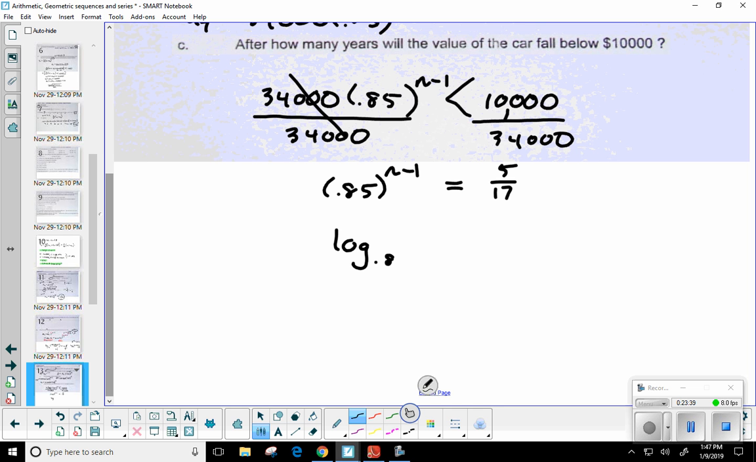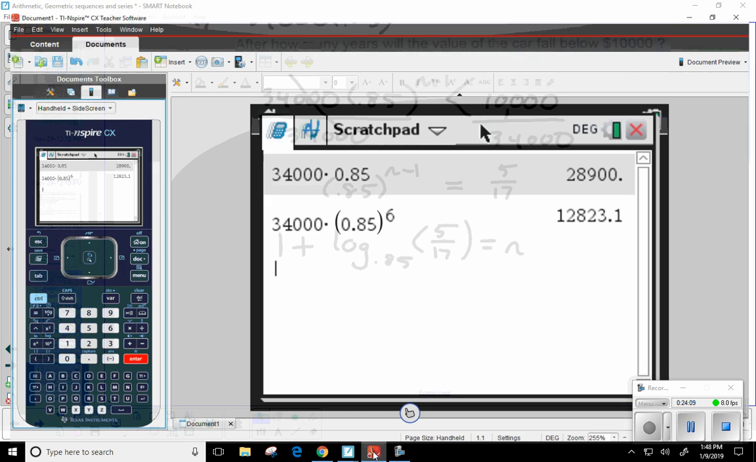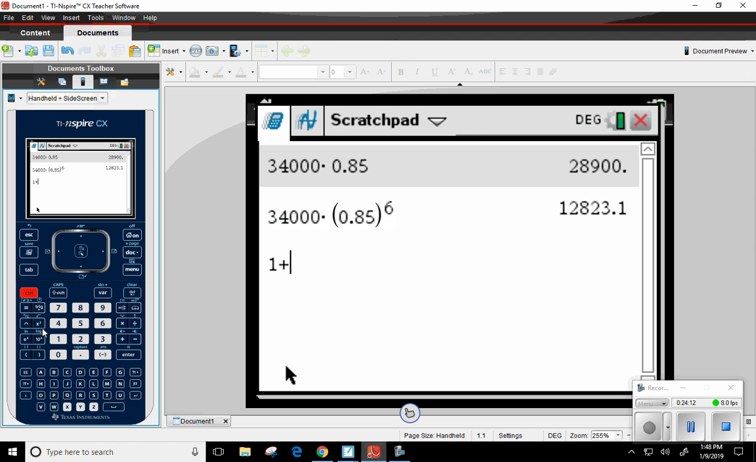So log base 0.85 of 5/17 is going to equal n minus 1. So I'm just going to change one thing. I'm going to add 1 over here, and that should help me figure out the number of years that I'm looking for. Is everybody okay with that? Okay. So let me plug this in. I'm just going to go right back over to the calculator because the touch screen's been working so well today. Let's see. 1 plus. So I'm going to hit Control. Now 10 to the x. That was log 0.85 of parentheses, Control divide 5/17.